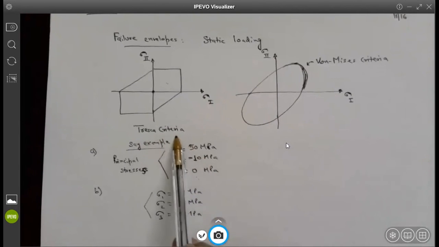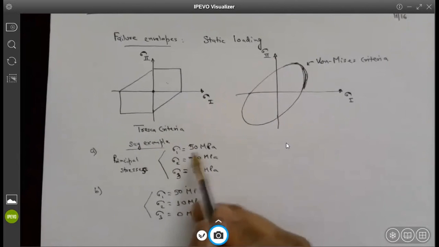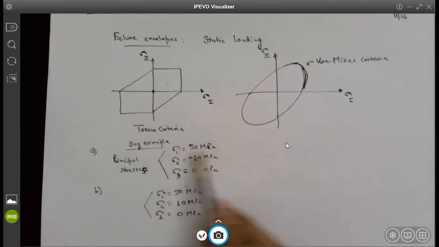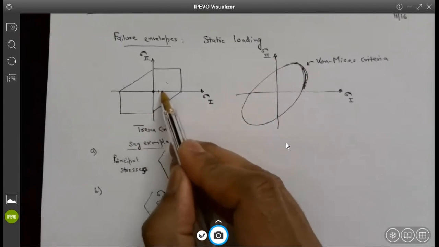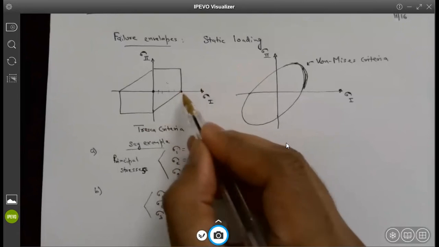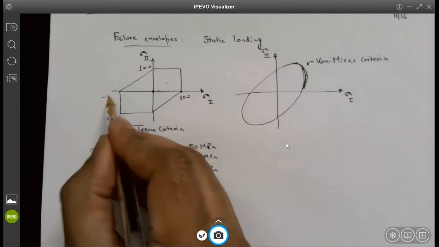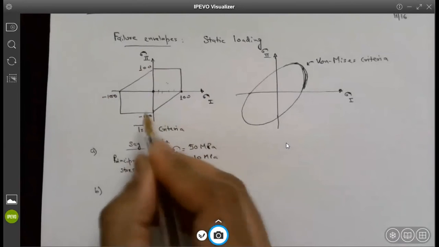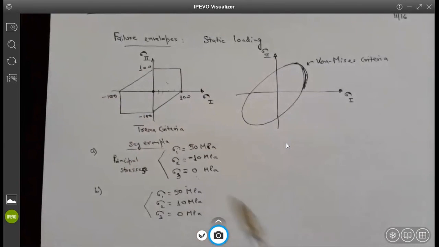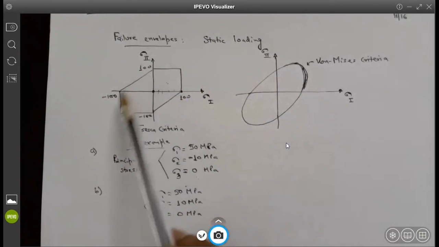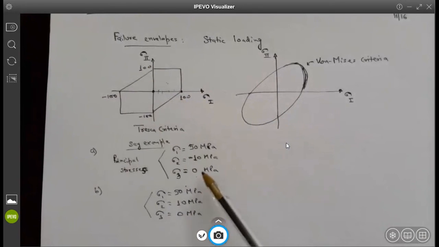I will just use the Tresca criteria because it is easy to show using the analytical method as well. In Tresca criteria, let's see first graphically how to plot it. Sigma 1 is 50 megapascals. So let's say this is the failure stress, here is 100. This is 100 as well, so all are 100 megapascals. These are just for the sake of our discussion. I am not using any specific material property here. I'm just using these numbers to make sure that we understand how to calculate the factor of safety.